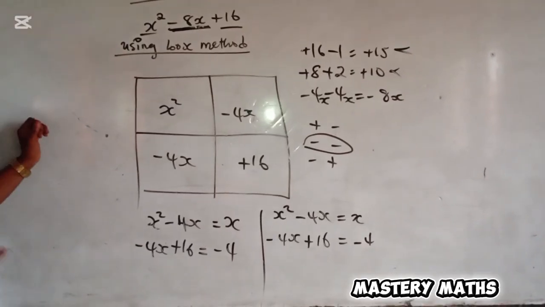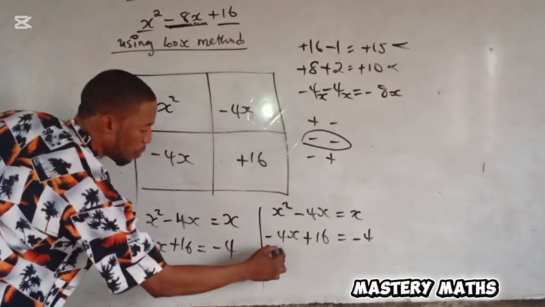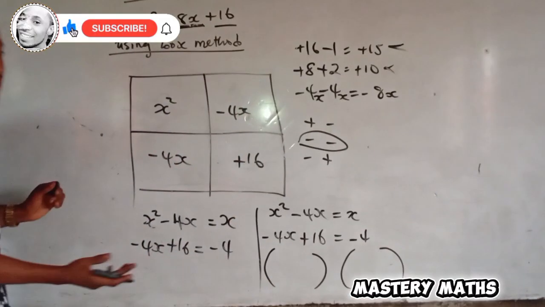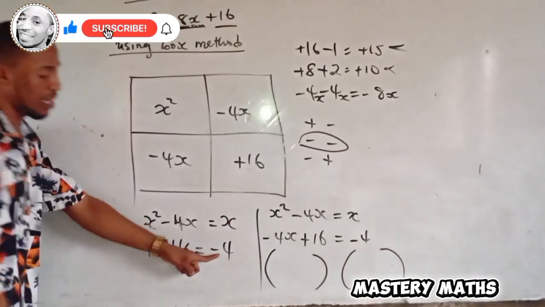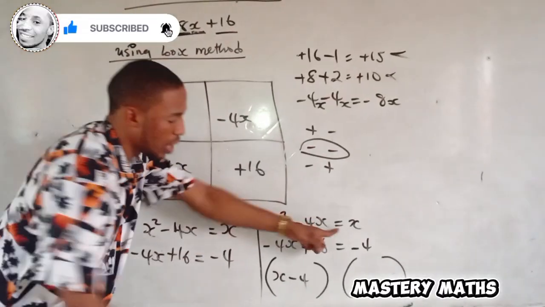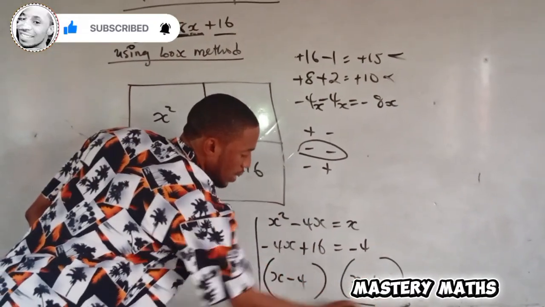Now how? What will be our final answer? Our final answer is you have to open two brackets. You open your first, second bracket. Have you seen it? The first answer you have here will be x minus 4. You bring it down. The second one you have here will be x minus 4. That is your answer.